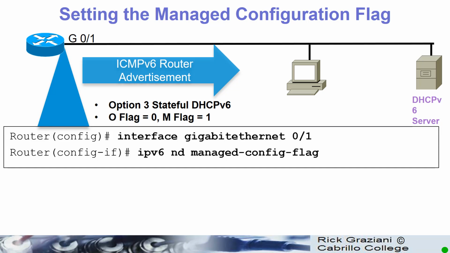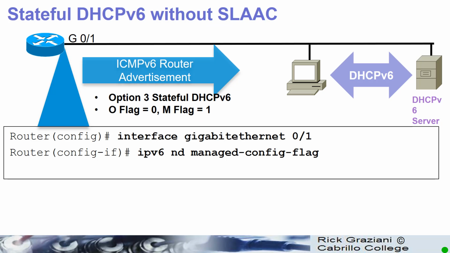How do we configure it? We configure it with the ND. Go to the interface, ipv6 nd managed-config-flag, which will set the managed flag to 1. That will allow DHCP to take over.